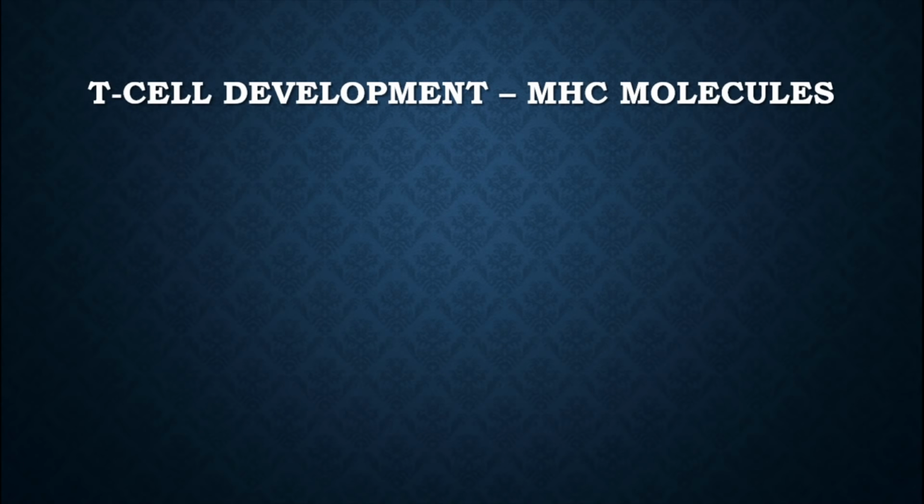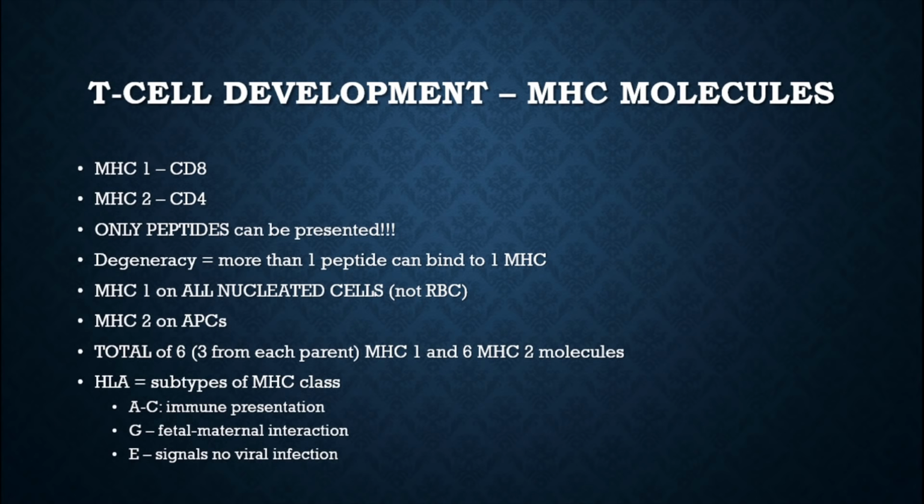All right, let's transition to talk T cell receptors now. Excuse me, T cell development. So this starts with MHC. MHC is a protein that's expressed constitutively in every nucleated cell, which would not be red blood cells. And we have 2 types. We have MHC1 and MHC2. They each bind to a constitutive T cell co-receptor. So MHC1 binds to CD8, MHC2 binds to CD4.